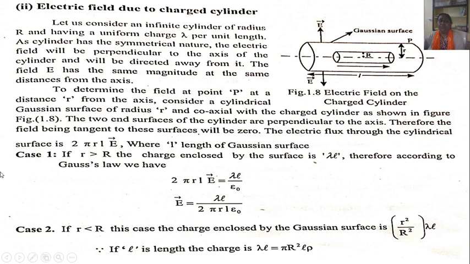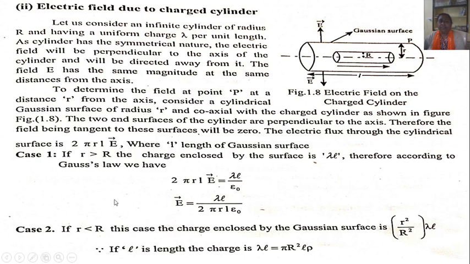Therefore the field being tangent to the end surfaces will be 0, and the electric flux through the cylindrical surface is given by 2 pi r L E, where L is the length of the Gaussian surface as shown in the figure. That small l is the length of the Gaussian surface.